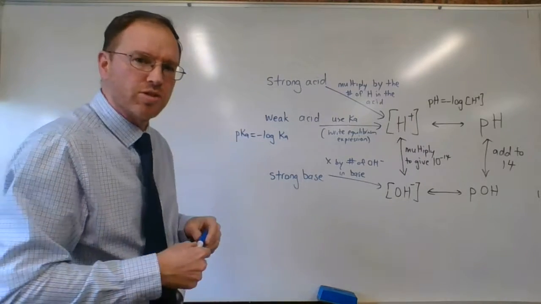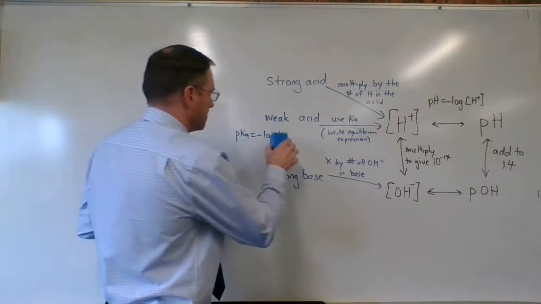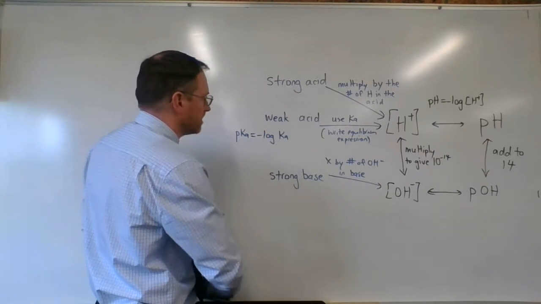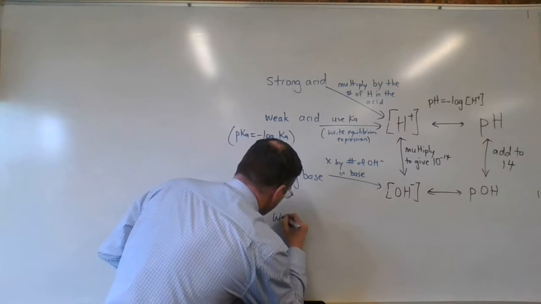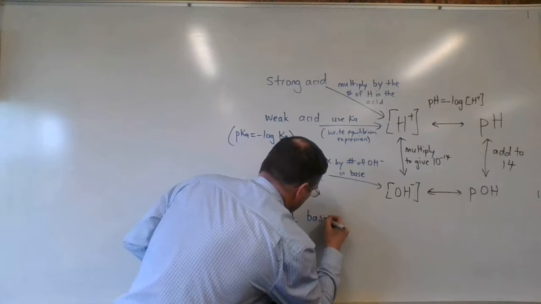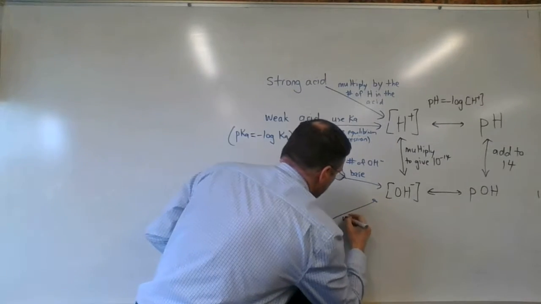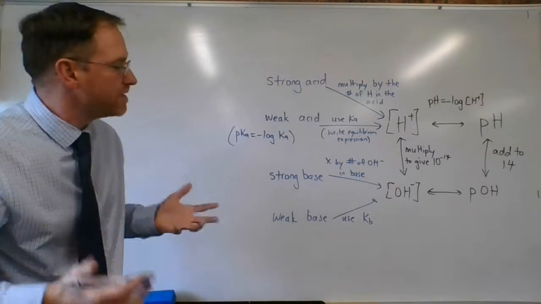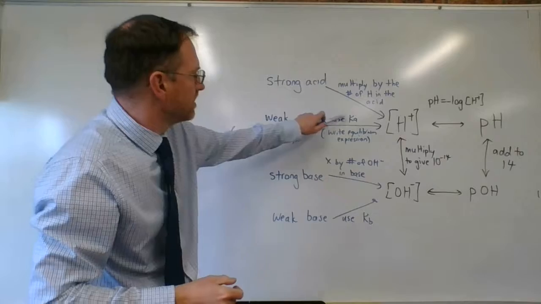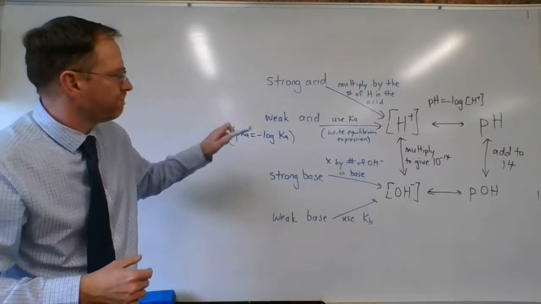Now you need to do practice questions and see worked examples to understand this well, but it's the concepts at this point. How do we bring all of these things together? If you've got a weak base, really, it's exactly the same sort of question as this, but you use Kb. It's going to be a base dissociation constant rather than an acid. So let's sort of summarize what we've got here.